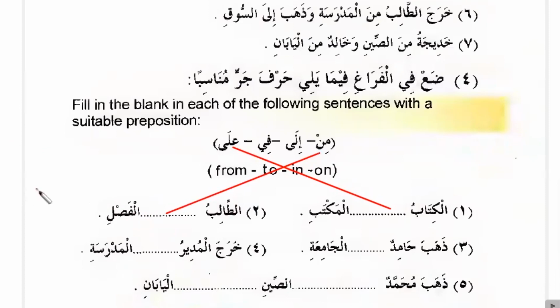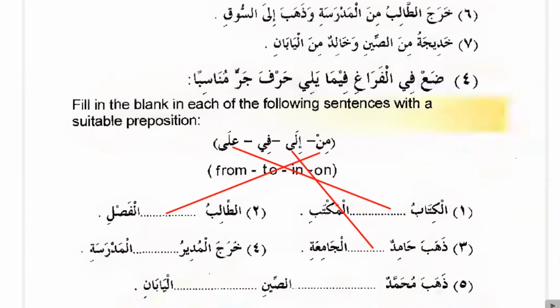Then we have here ذهب حامد إلى الجامعة. Right? So use this one. إلى الجامعة. Right? ذهب حامد إلى الجامعة. Hamid went to the university. Jamia is the university. Jamia, to the university. But إلى الجامعة.